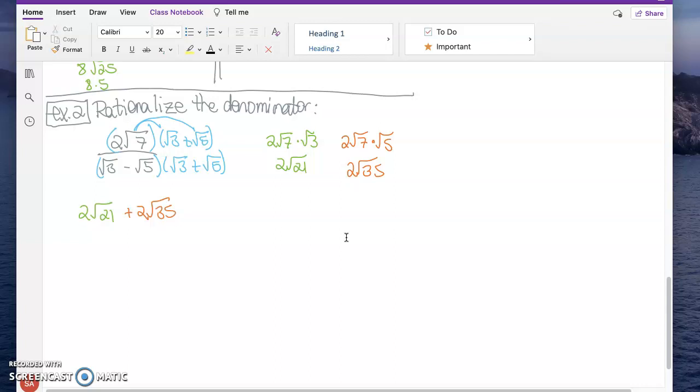So first times first. Now, hopefully you recognize that outer and inner are going to cancel. But you might not, and that's okay. And then last times last. Now you're like, why did that help us? Just wait. Remember, our goal was to get the radicals out of the bottom. So the outer and the inner cancel. You don't need to write those terms if you recognize that. And then watch.